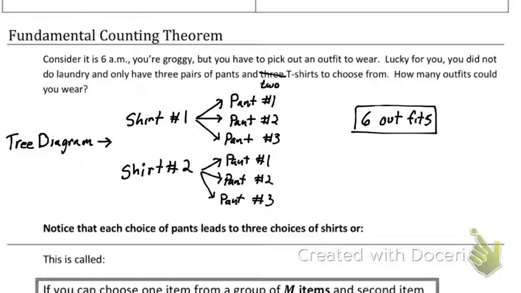So notice that each choice of pants leads to 3 shirts. We kind of flip that. So we have 2 choices of shirts. Or in other words, we can just do 2 times 3 or 3 times 2, which equals 6. 2 shirts times 3 pants equals 6 total possibilities.